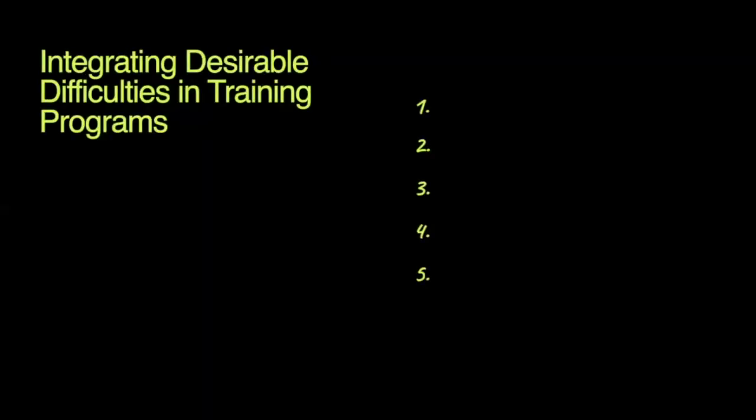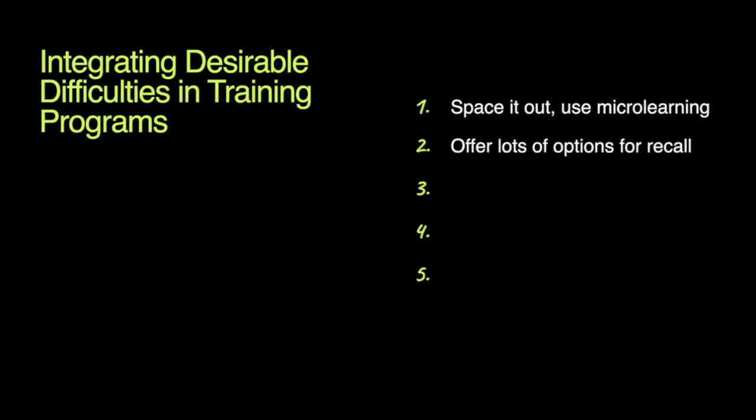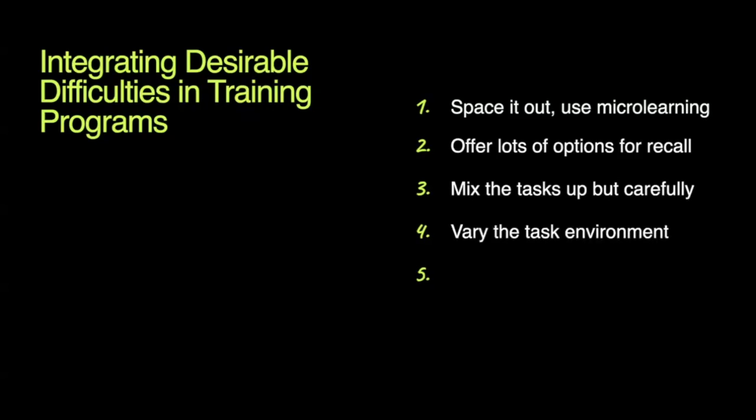Here are some ways to integrate desirable difficulties in training programs. You can space it out. You can use pedagogical approaches like microlearning. You can offer lots of options for recall through things like quizzes, brain dumps, polls, surveys, think, pair, share, and so on. You can mix the tasks up, but hey, do it carefully. And you can also vary the environment, the context in which the task is being performed. And you can hold back on the feedback, but timely, when the time is right, and cautiously.